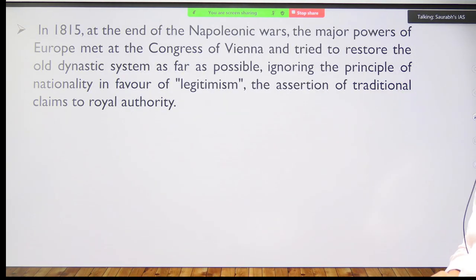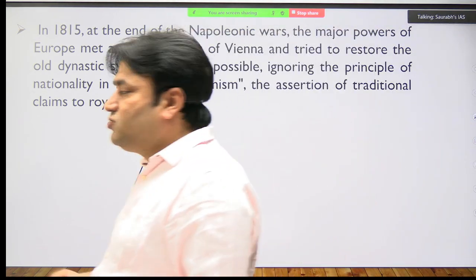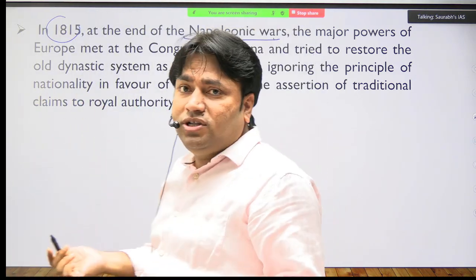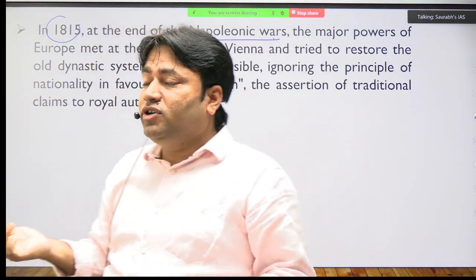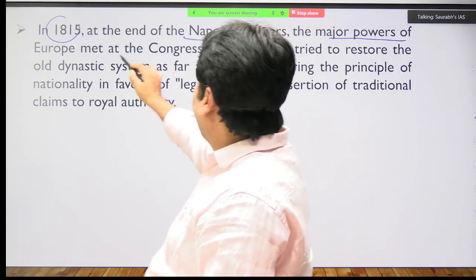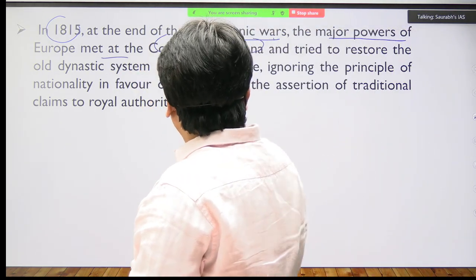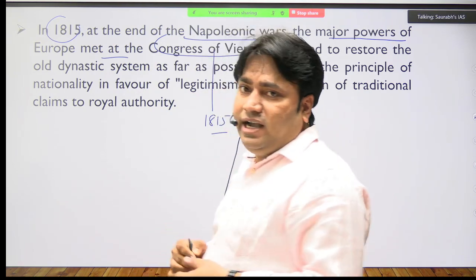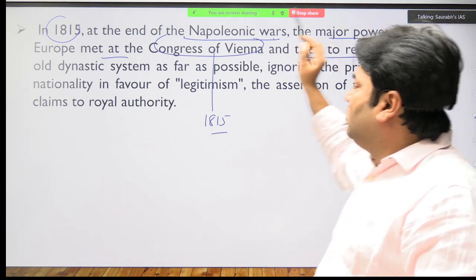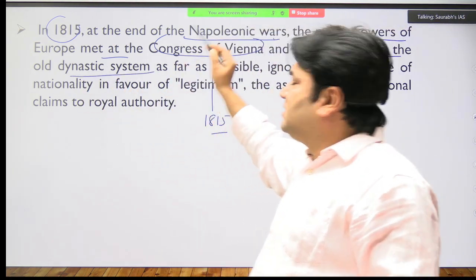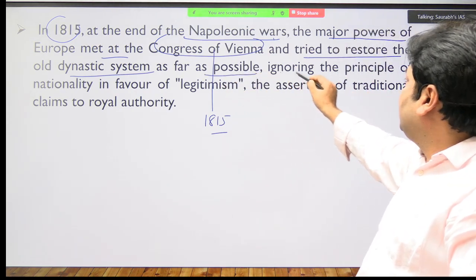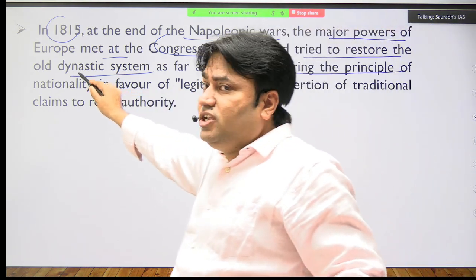That is the point here. Now, the next fact here is what? In 1815, at the end of Napoleonic Wars, we all know this, 1814-15, Napoleon was defeated. What happened? Vienna Congress. So the major powers of Europe met at the Congress of Vienna in the year 1815. And they tried to restore the old dynastic system. We already have discussed it. As far as possible, ignoring the principle of nationality.